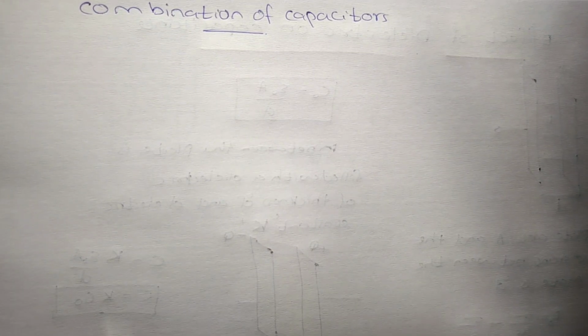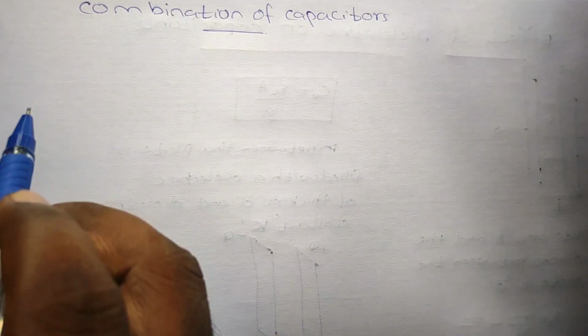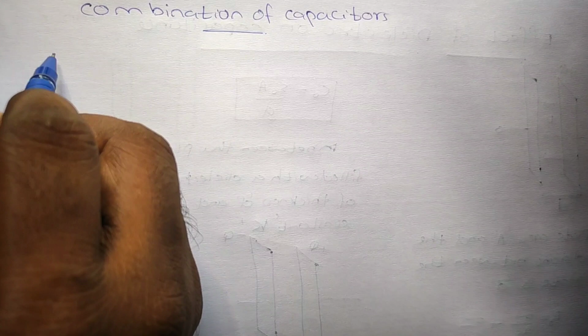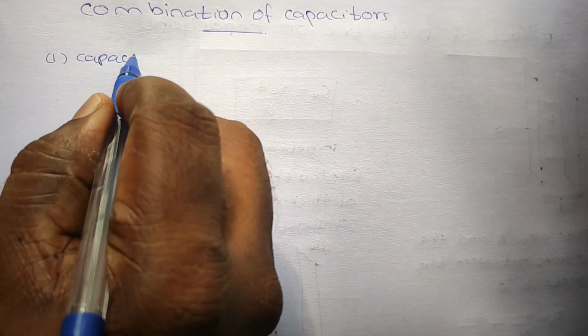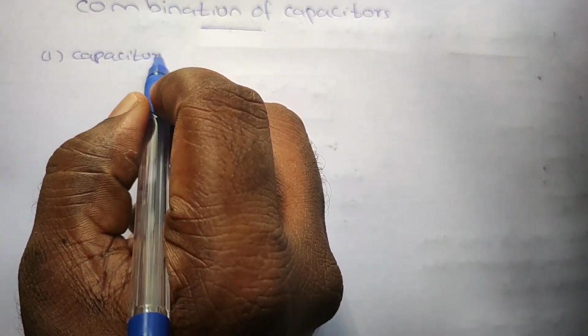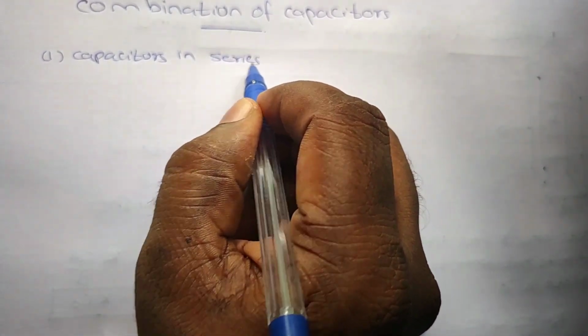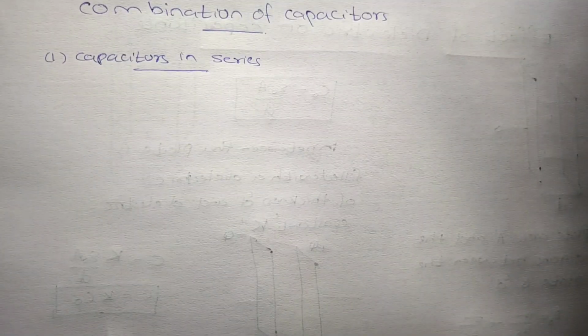There are two ways we can combine the capacitors. One is series combination and another one is parallel combination. First we will discuss the series combination. That means capacitors are in series. Capacitors are in series combination.